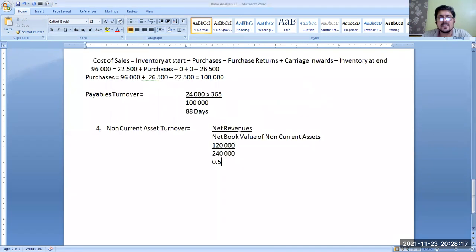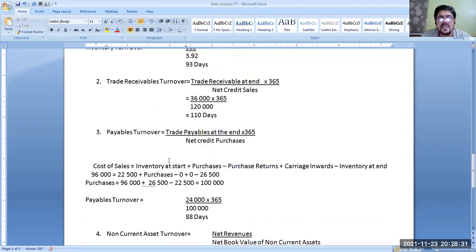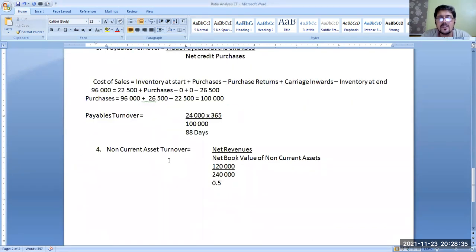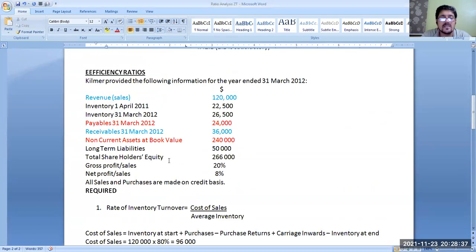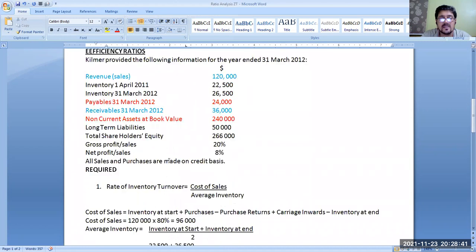So this non-current asset turnover is not included in O levels. For O levels we have these three formulas in efficiency ratios. The fourth one, non-current asset turnover, is in A levels, not in O levels. These two liquidity ratios are in O and A both levels.